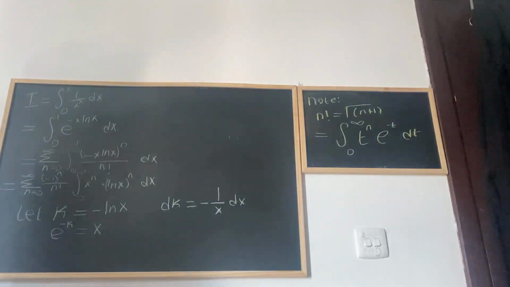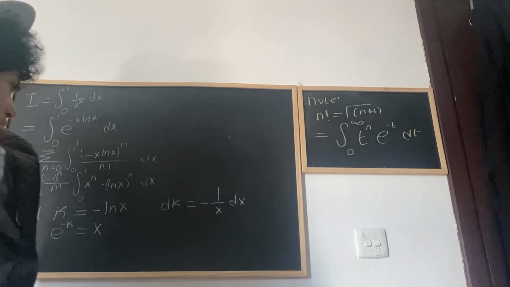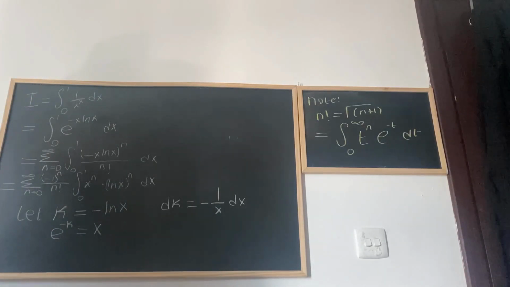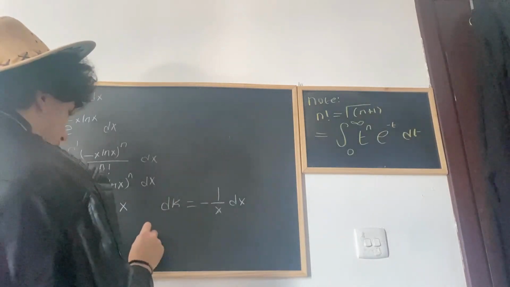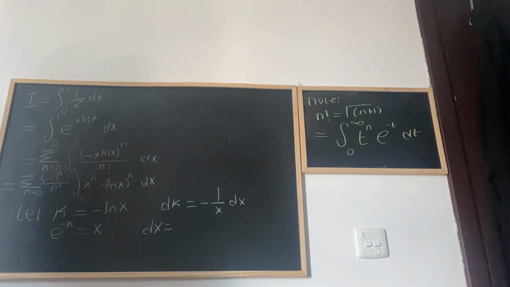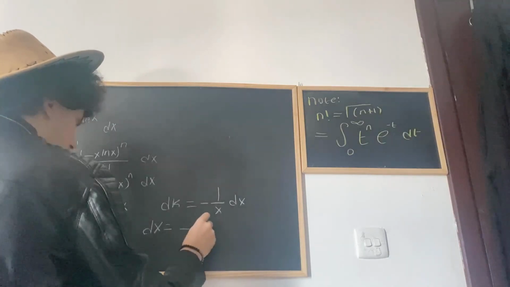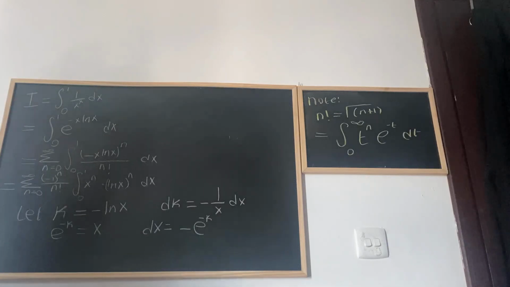Now we want to make x the subject, don't we? I mean dx the subject. And we know that x is equal to e to the power of negative k. So that means that dx is equal to negative e to the power of negative k. So let's actually do our k substitution now.